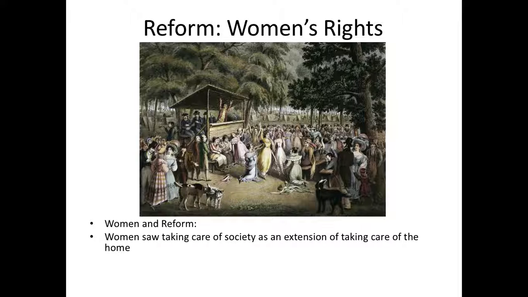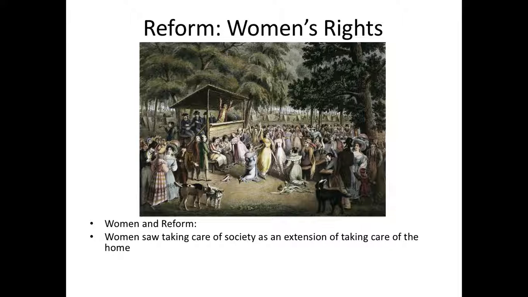They're going to say that if alcohol abuse is bad for my children, then I should be caring about alcohol abuse for society in general. If the treatment of the mentally ill is something that I should be worried about when it comes to my kids, I should worry about that for society as a whole. If I should be educating my children, then the children of others across the nation should be educated. So in a lot of ways, women are going to say we should be taking charge of reform movements because they do reflect the needs of people in the home.